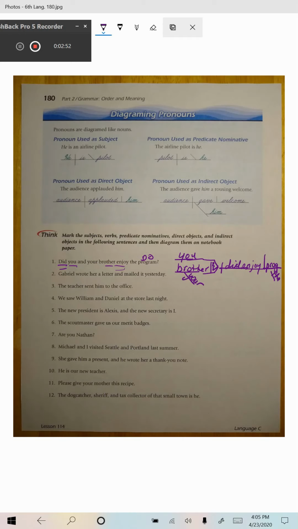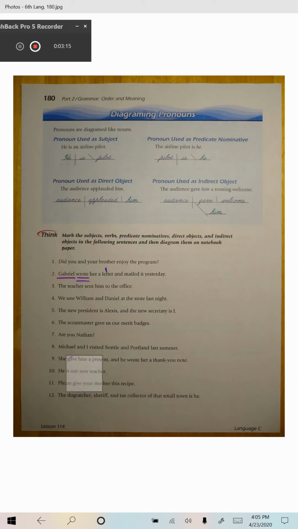Okay, all right, let's look at number 2. Gabe wrote, no, it's a girl. Gabrielle wrote her a letter and mailed it yesterday. So Gabrielle writes the letter, right? So Gabrielle's the subject. She wrote a letter to her. Do you see how that works? Letter's the direct object. Her is the indirect object.